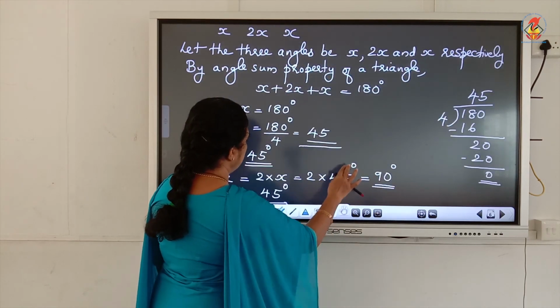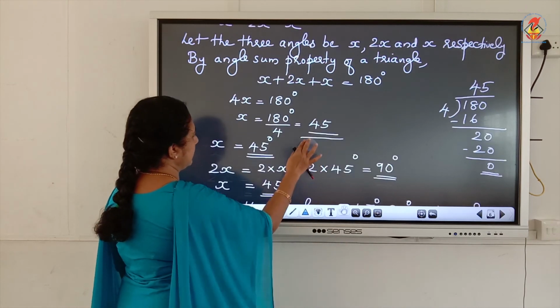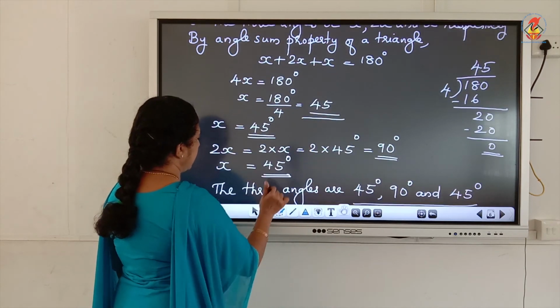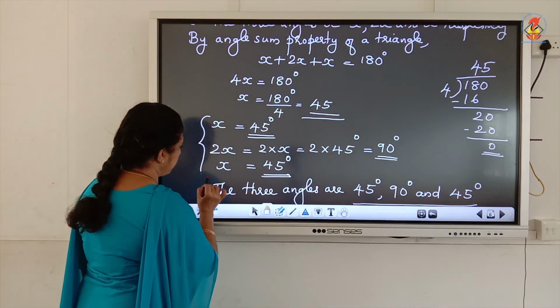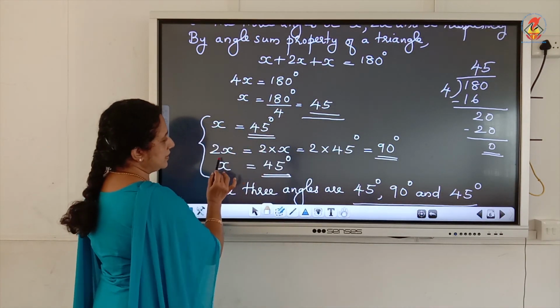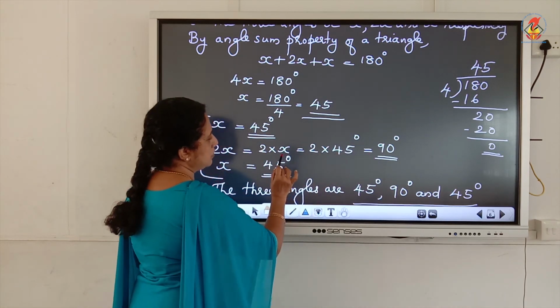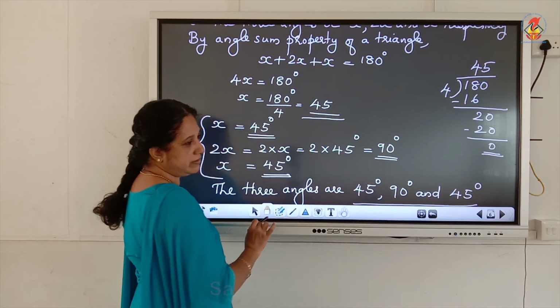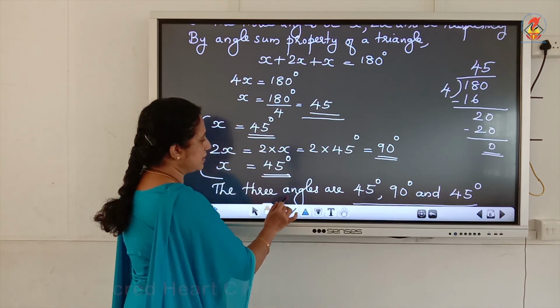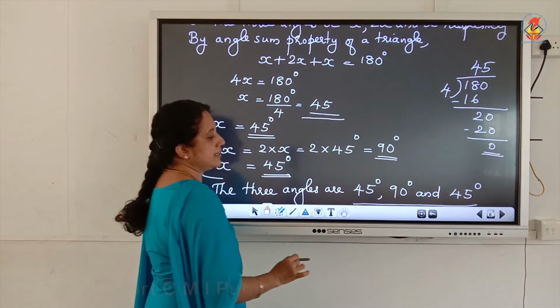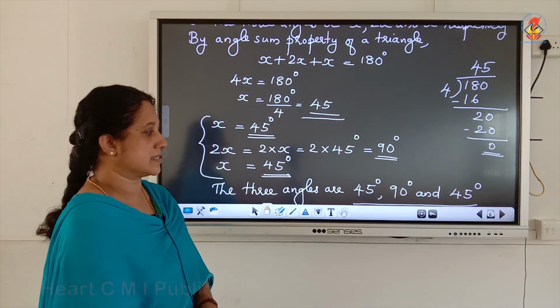Then we got the value of x. So we can find out the three angles. The three angles are x, 2x and x respectively. Therefore x is equal to 45 degree, 2x is equal to 2 into 45, 90 degree, and again x is equal to 45 degree. Therefore the three angles are 45 degree, 90 degree and 45 degree respectively.